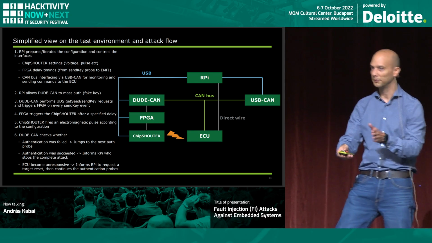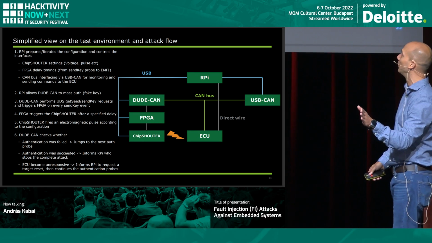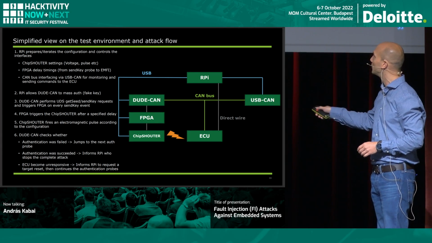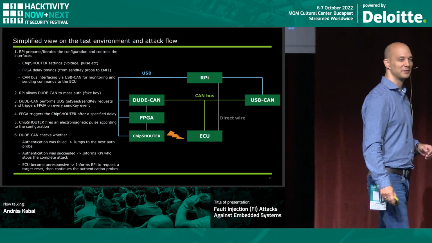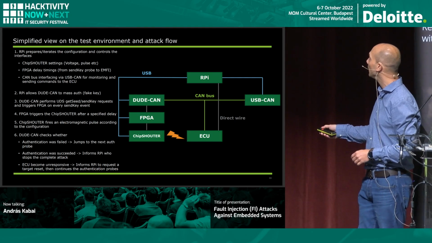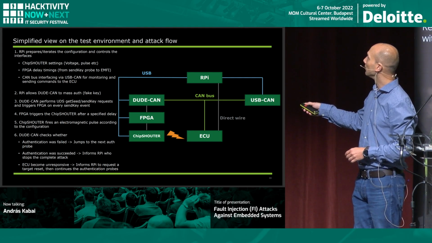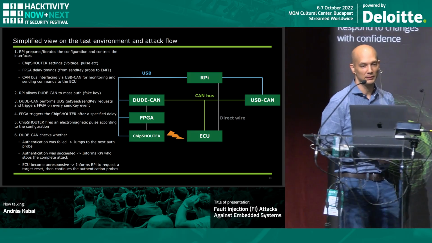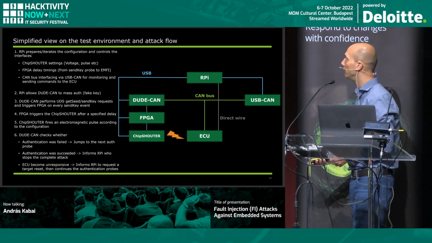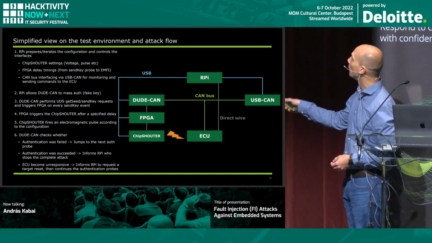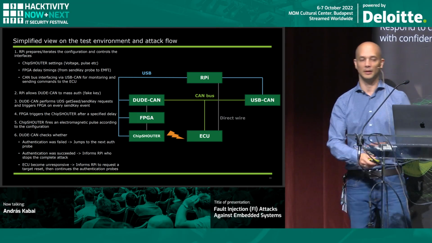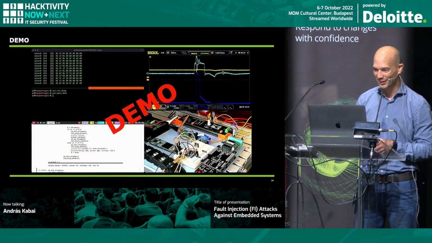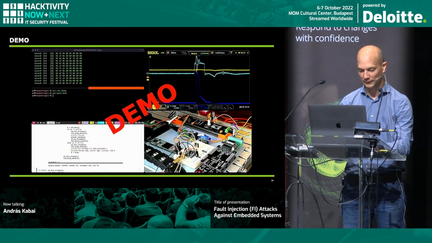The FPGA starts to count. As soon as it reaches the appropriate amount of delay, it basically releases the ChipSHOUTER, which fires an electromagnetic pulse. And if everything goes well, then DoodleCAN can recognize that the authentication was succeeded even if it used the same fake key every time. And as soon as this happens, it informs the Raspberry Pi, which at the end of the day lets us know, and we can execute the privileged attack. This is as easy. So let's see how it works in practice.